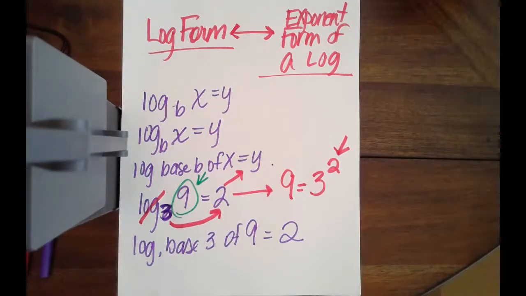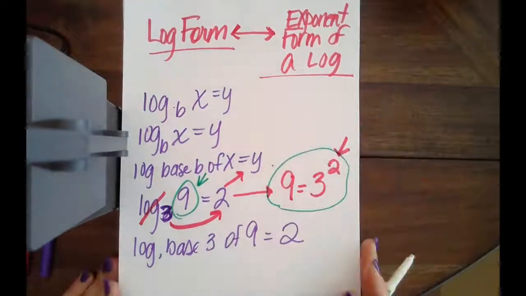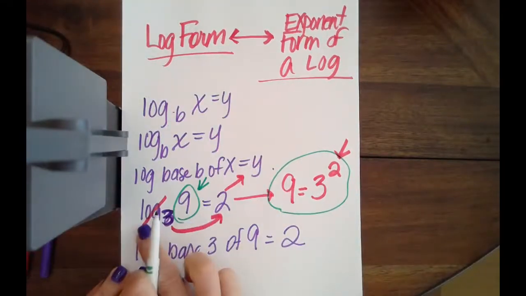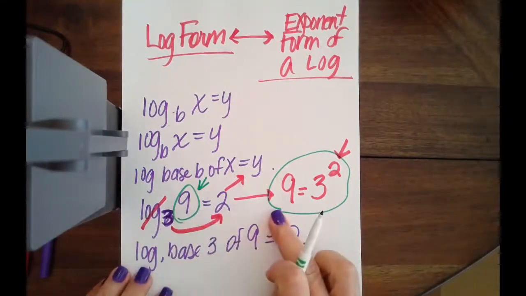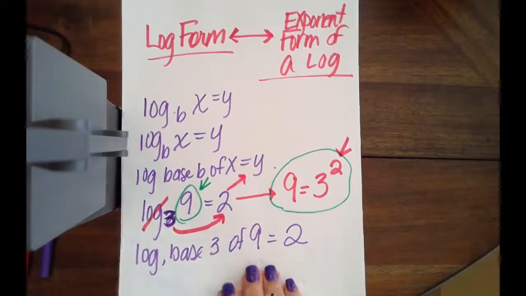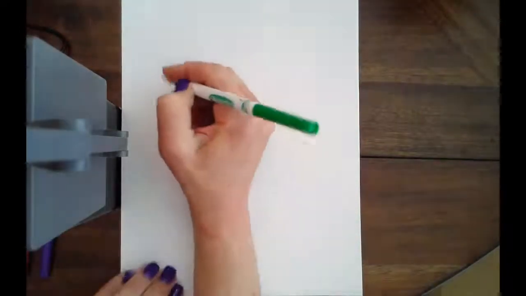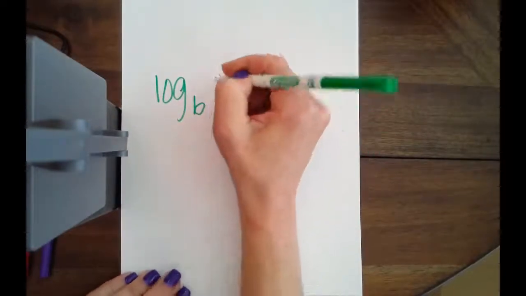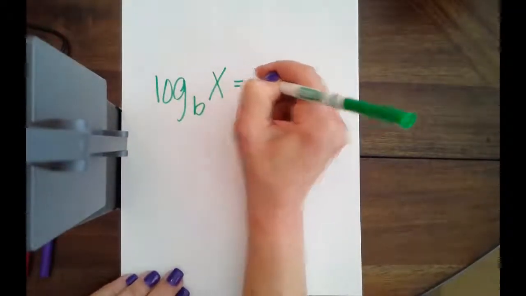Okay? So I'm going to go to the next page. We're going to use this same expression, and I'm going to explain again how to go from log form, when the word log is actually written, to exponent form of a logarithmic function. Okay, so let me change pages here. So let me just kind of identify, like we just did a minute ago. So log base b of x equals y.